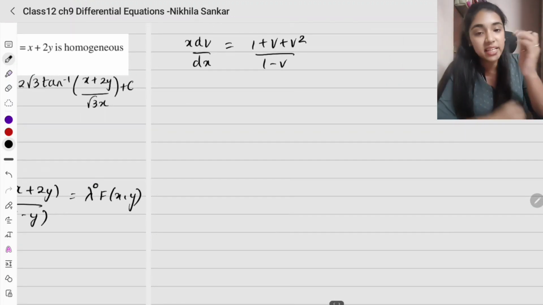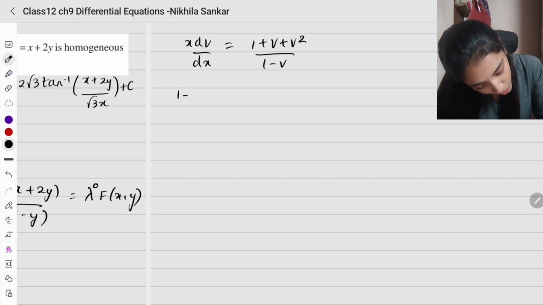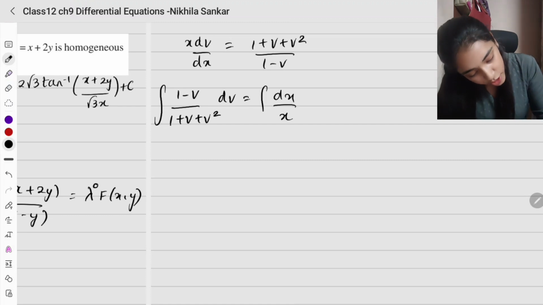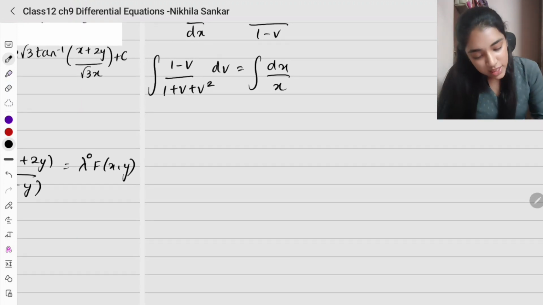Now I'm going to take the v variables to one side and x variables to the other side. So I'm going to have 1 minus v divided by 1 plus v square times dv equals dx divided by x. After separating both, what is our next step? Integration. Okay, integrating on both sides. So what am I going to have?